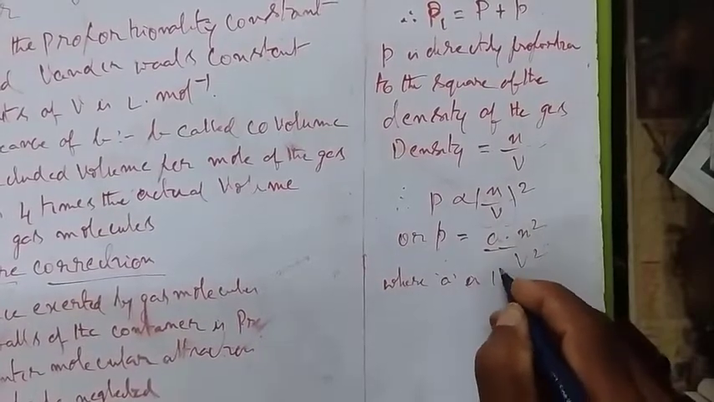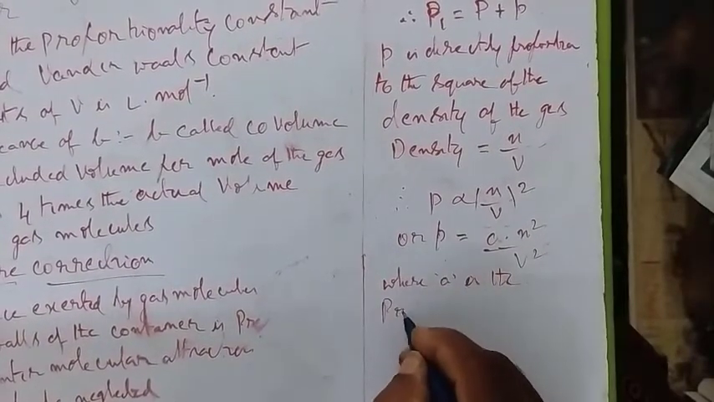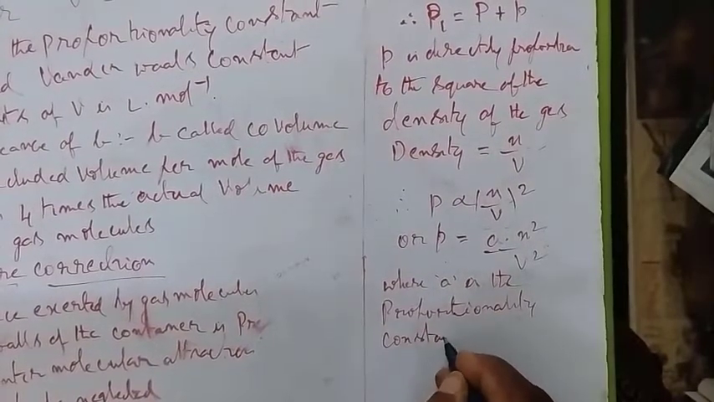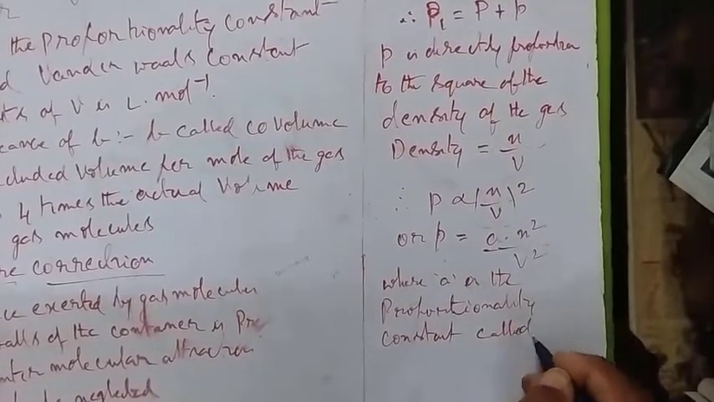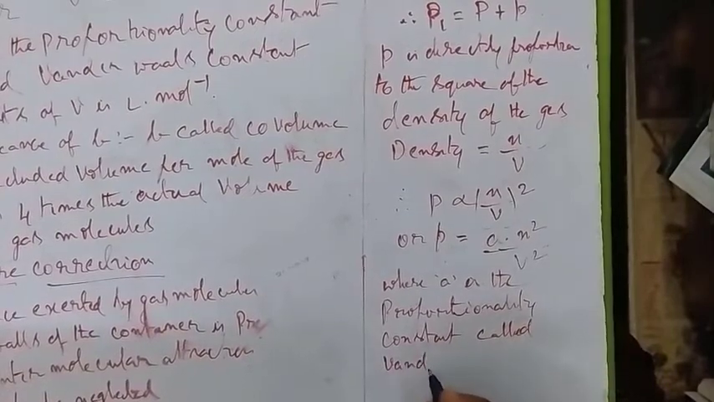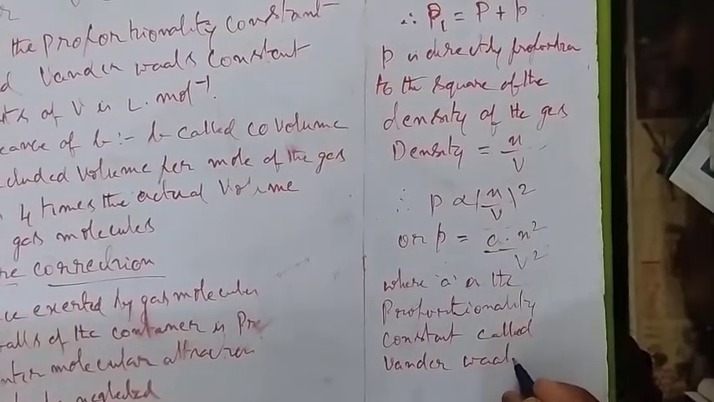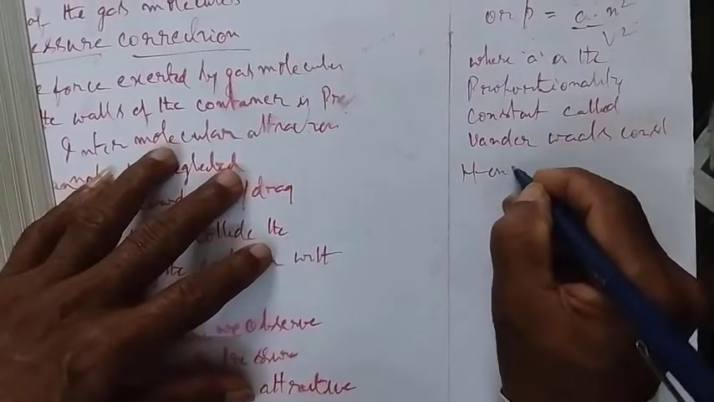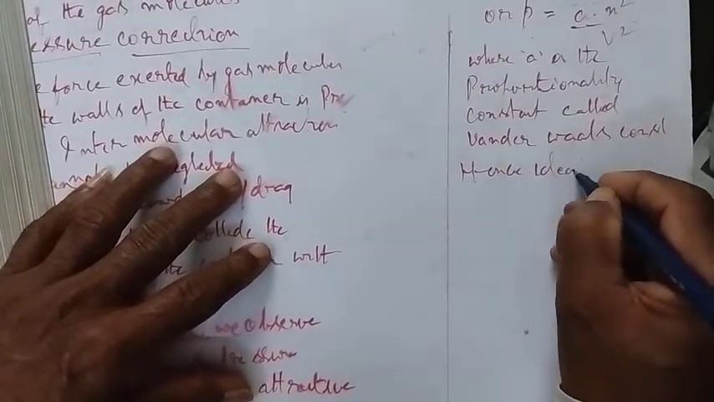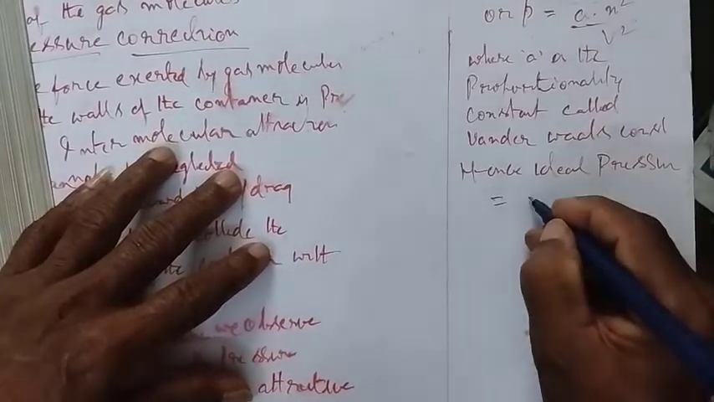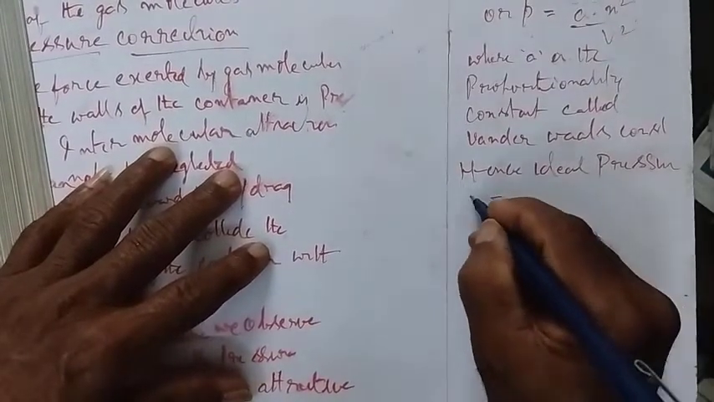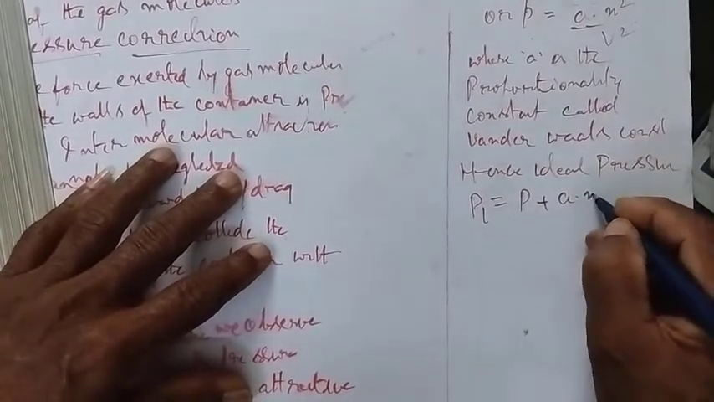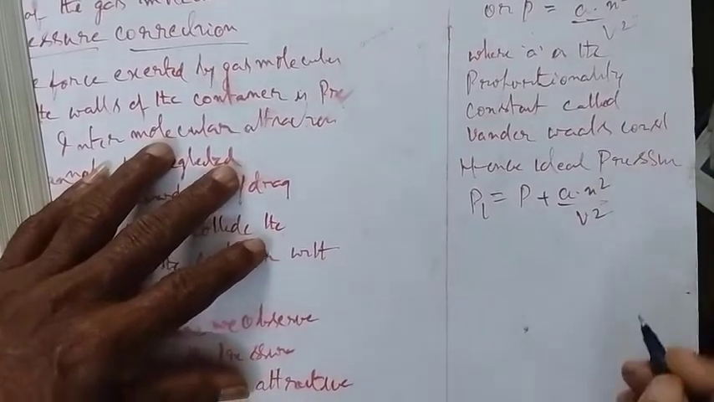called Van der Waals constant. Hence, ideal pressure Pi is equal to P plus a into n square by V square.